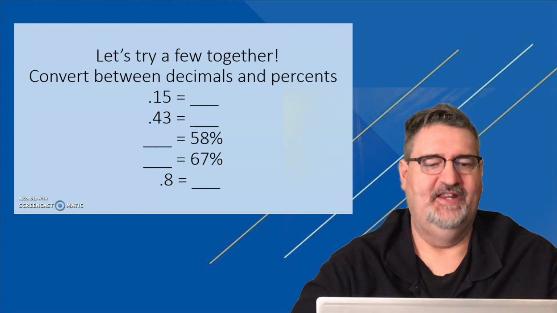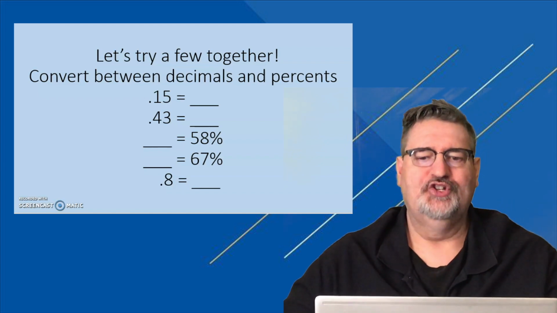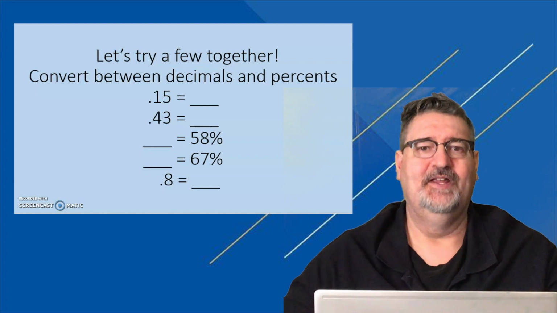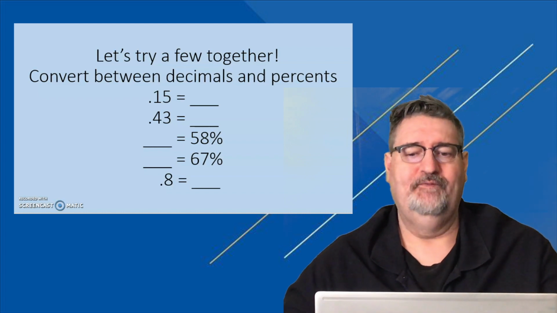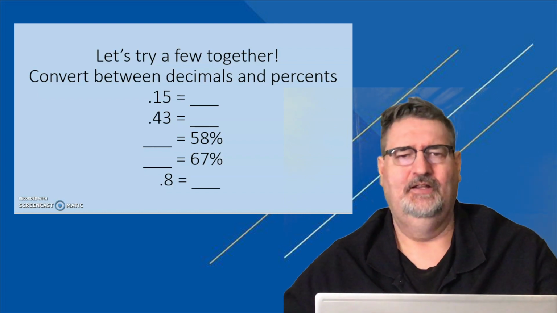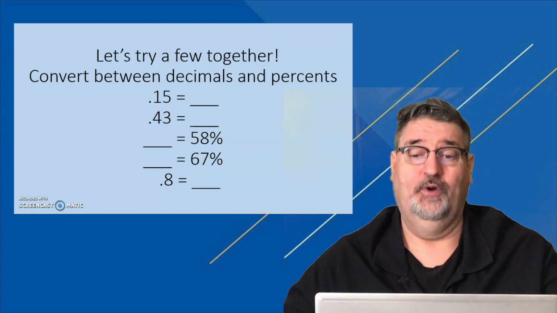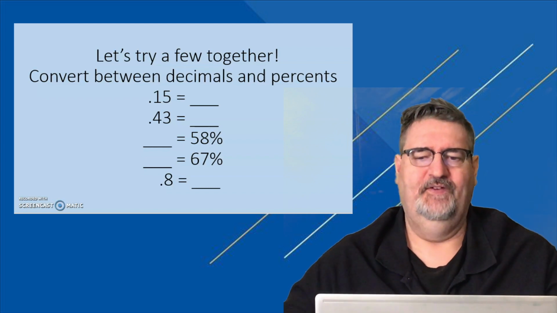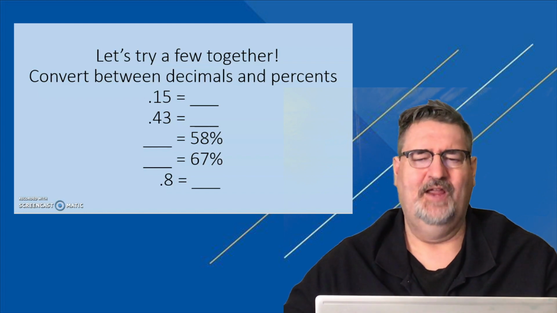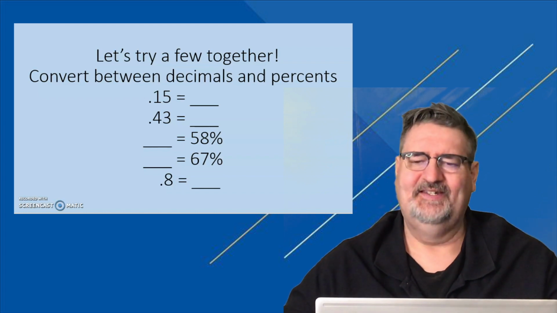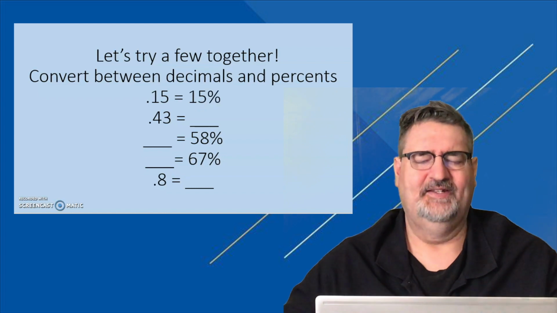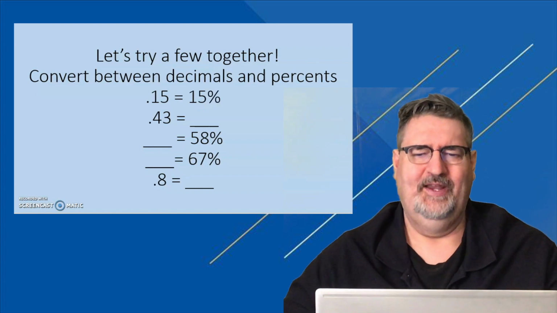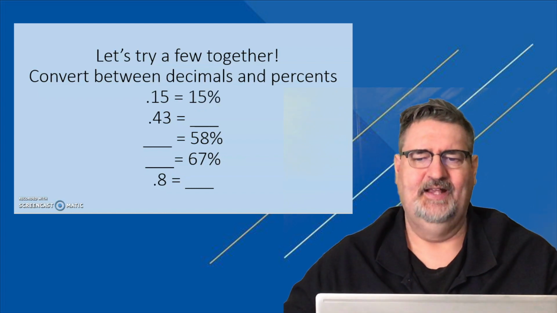Well, let's try a few together. So we're going to convert between decimals and percents. So we have 0.15, we want to change that to a percent. 0.43 or 43 hundredths, we want to change that to a percent. The next one we have 58%. Well, how do you write that as a decimal? 67%, we're going to write that as a decimal. And then we have 0.8 as a decimal, but how do we write that as a percent?